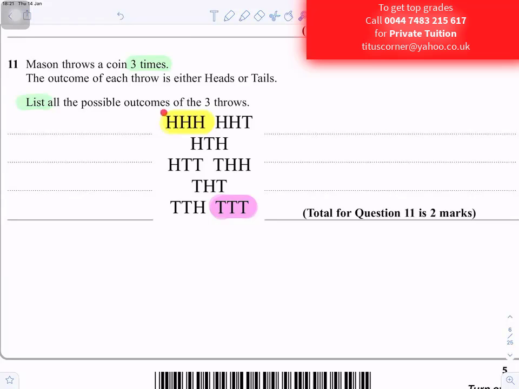So you can get 3 heads, head, head, head, or you can get 2 heads and a tail, or you can get a head first and then a tail and then a head, or you can get a head first and 2 tails, or you can get a tail first and 2 heads, or you can get tail, head, tail, or tail, tail, head, or tail, tail, tail. So those are all the possible outcomes. So there's 1, 2, 3, 4, 5, 6, 7, 8 possible outcomes.